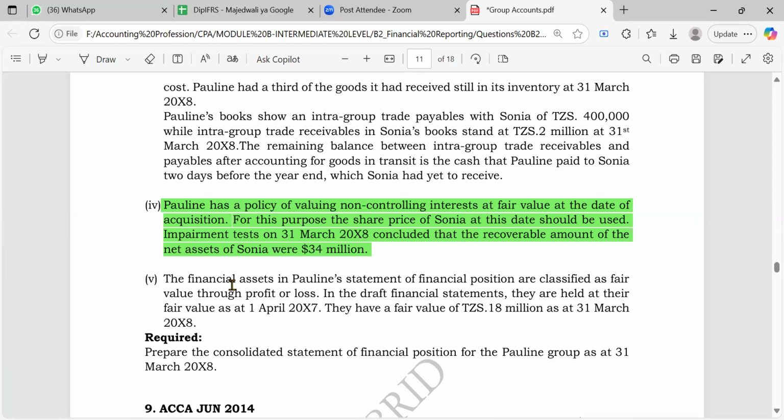And any gain or loss goes through the statement of profit or loss. For some assets, you'll be told they go through other comprehensive income. So they have told you specifically, so you don't need to worry about anything. In the draft financial statements now, they are held at their fair value as at first April 20X7. This was the beginning of the year, right?